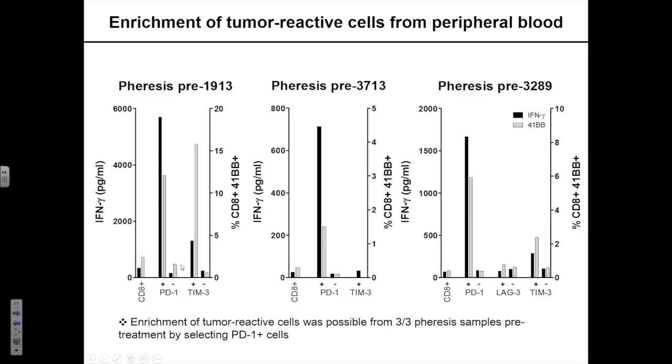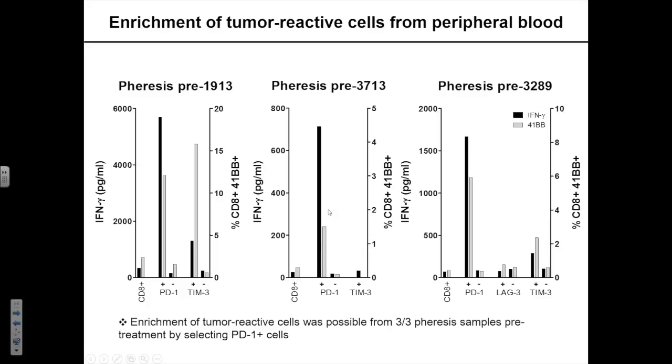and not in this PD-1 negative population. And there are other co-stimulatory exhaustion markers like TIM3, which are not nearly as good in all patients. It happens to be effective in this patient in isolating tumor-reactive cells, but not in this. PD-1 is a very constant marker of tumor-reactive cells in the peripheral blood.